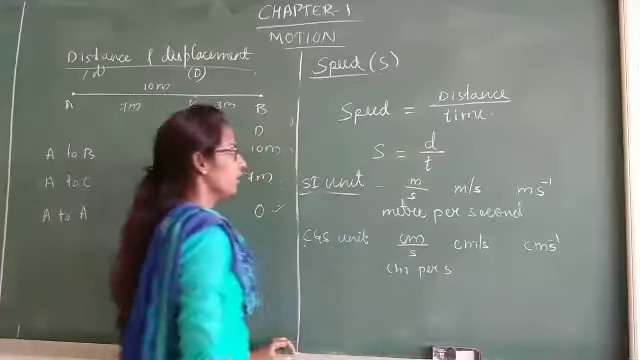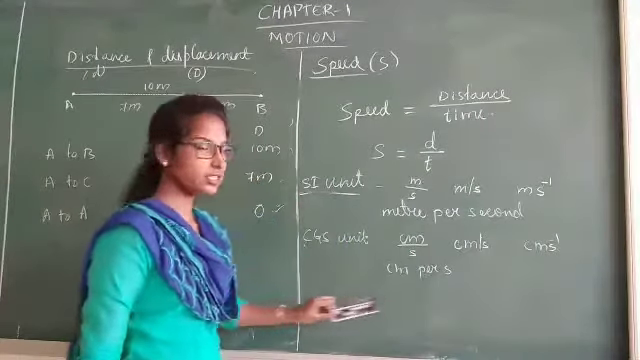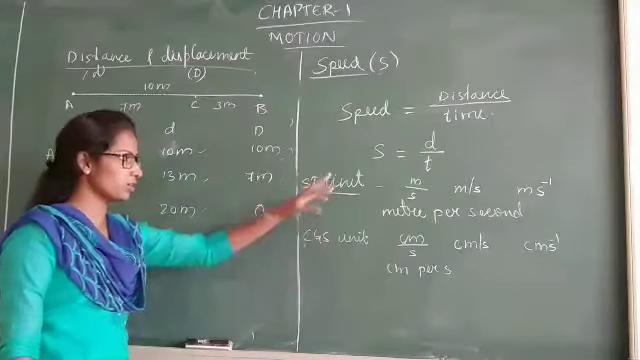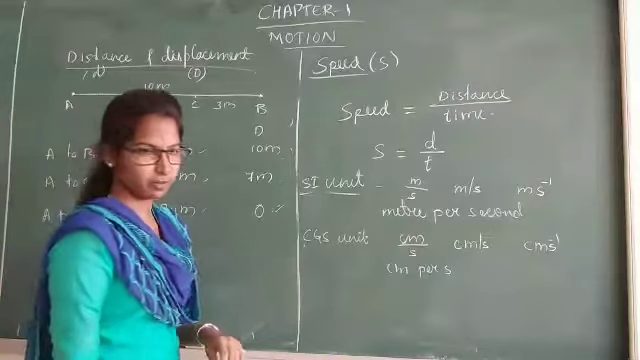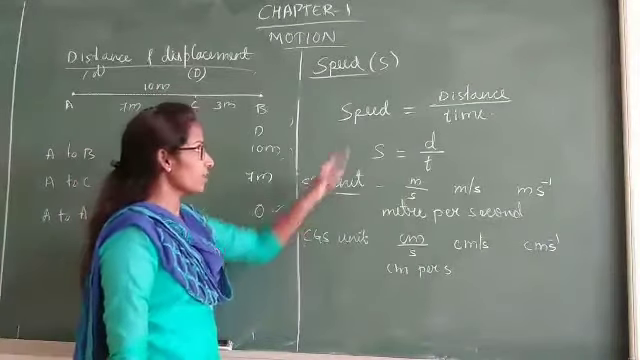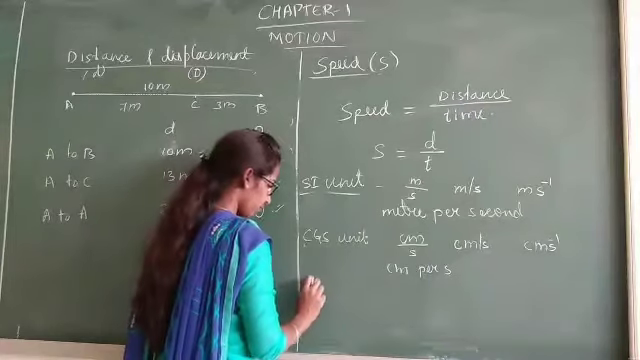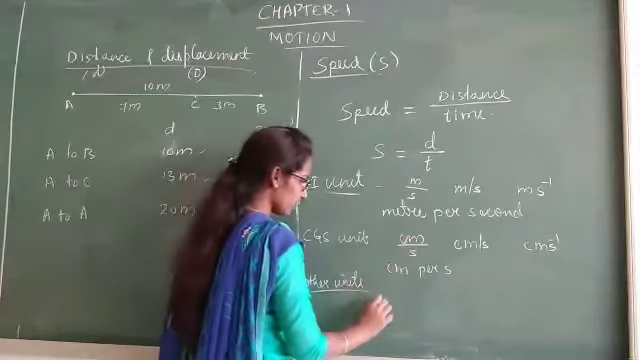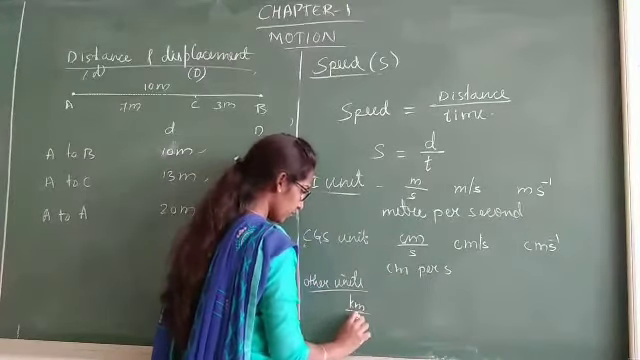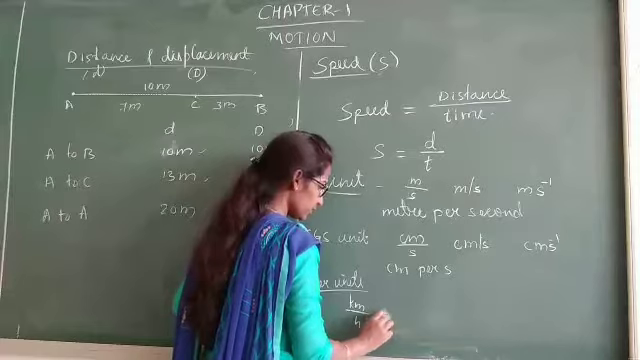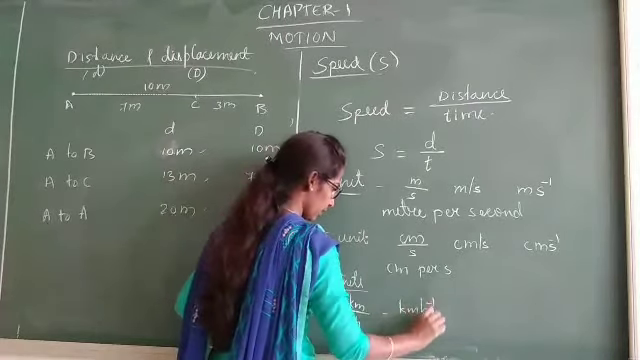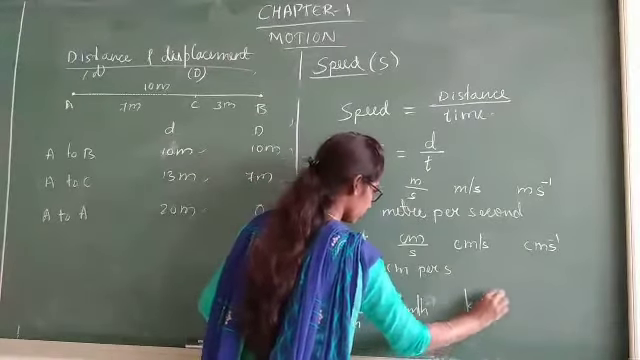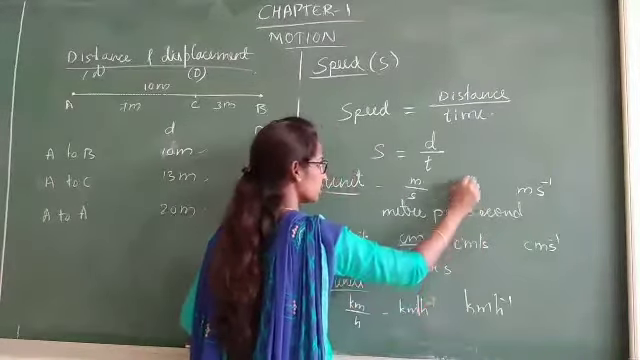Second. But for vehicles, these are very small units, so we can't measure the speed of vehicles using meter per second and centimeter per second. In that case, we use other units. The distance we measure in kilometer and time in hour. So in this case, the unit is kilometer per hour. You can write it like this. So that's nothing but kilometer per hour. Don't use this symbol.